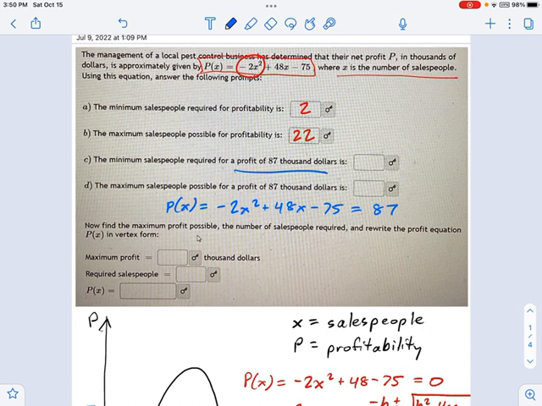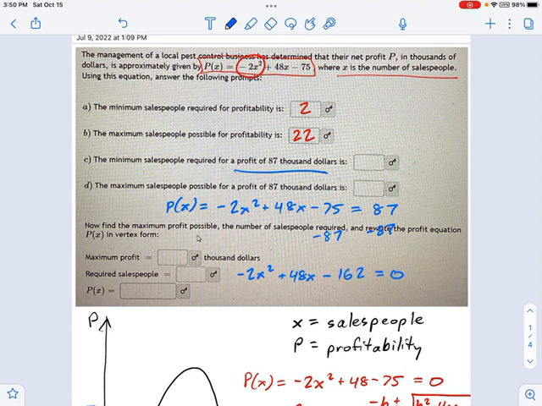Now, the way you solve this one, we're not ready for the quadratic formula yet because I still need a 0 over here, and I don't have it. So I'm going to subtract 87 from both sides. Minus 87, minus 87, and that's going to give us negative 2x squared plus 48x minus 75 and minus 87. So that's going to be, trying to do some mental math here, minus 162.